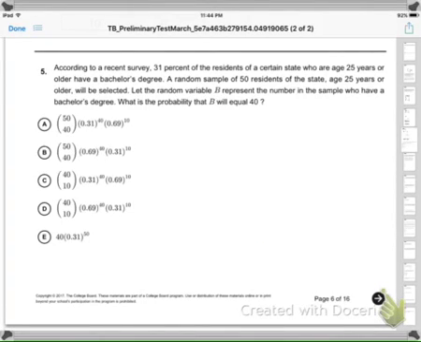Number 5 is asking you if you can identify all the parts of a binomial formula. And that requires reading this, right? So this would be P, the probability of success. And what is success? It's finding someone who is 25 years or older. And we are talking about that event. And there's our number of successes. So we know that X and P go together. We're talking about finding 40 out of 50. So that makes A the right answer. The P and the X go together.